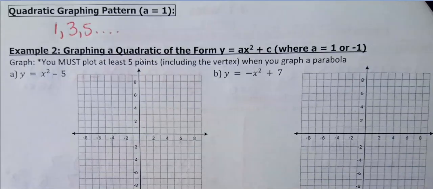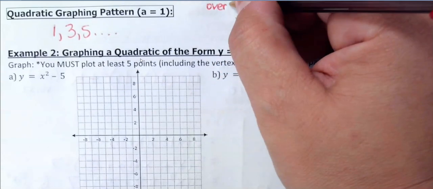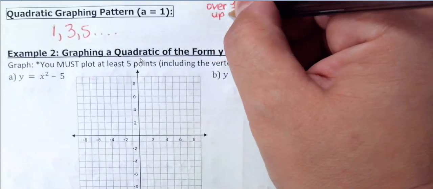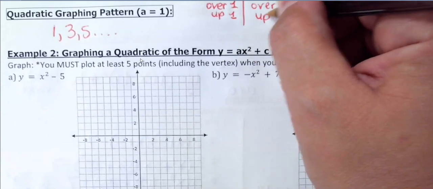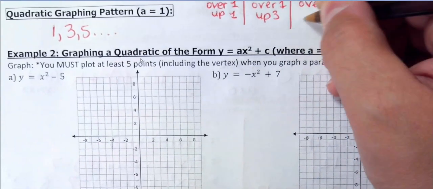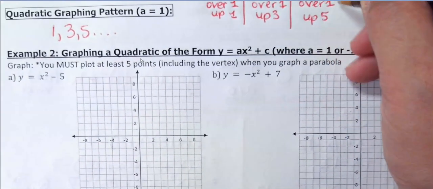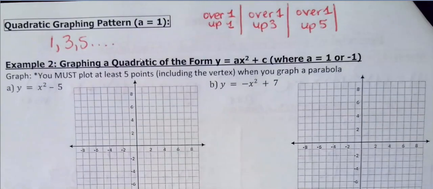To actually put it on the graph, from the vertex, you're going to go over 1, up 1. Then you would go over 1, up 3 from that point, and then over 1, up 5. And you could keep going on that pattern. It's always going to be over 1, and then the next one would be over 1, up 7. But usually, like I said, the graph isn't big enough to get that many points on there.